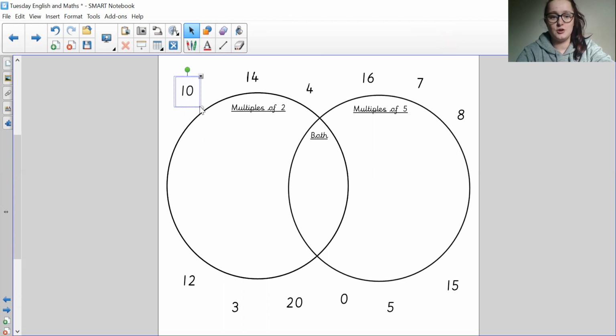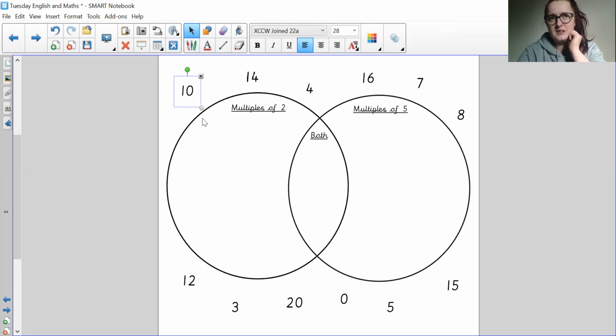So I've got the number 10. Now let's count in twos and see if it is a multiple of 2. 2, 4, 6, 8, 10. It is. Right, so keep that in your heads. But I also know that 5 goes into 10 twice. So it's both a multiple of 2 and a multiple of 5, so I'm going to put it in the middle here.